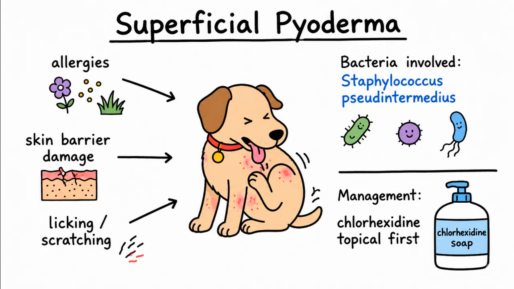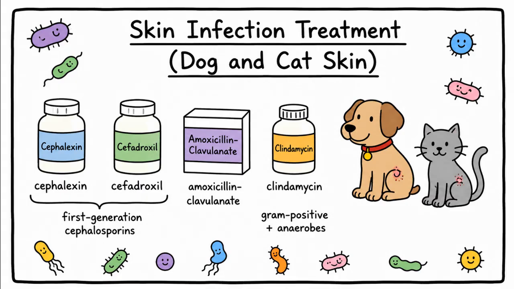For superficial pyoderma, I do not want to jump straight to the strongest drug. If topical therapy is enough, I think about chlorhexidine-type topical treatment first. If systemic antibiotics are actually needed, common first choices include cephalexin or cefadroxil, which are first-generation cephalosporins. Amoxicillin clavulanate is another reasonable choice in many skin and soft tissue cases, and clindamycin, a lincosamide, can be useful when the organism is susceptible, especially when gram-positive and anaerobic coverage is helpful.